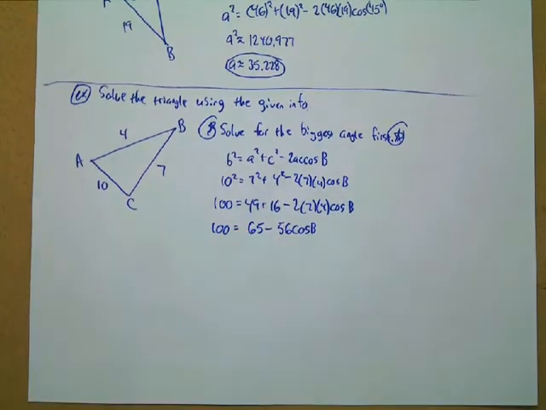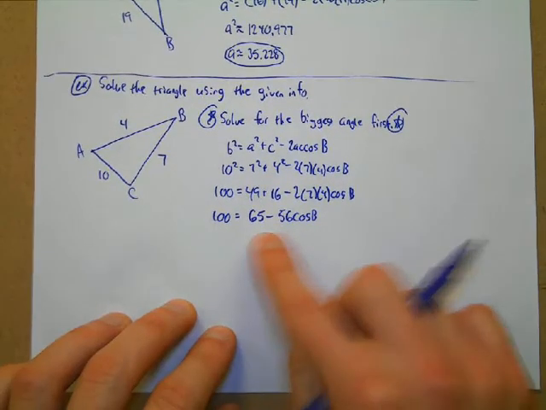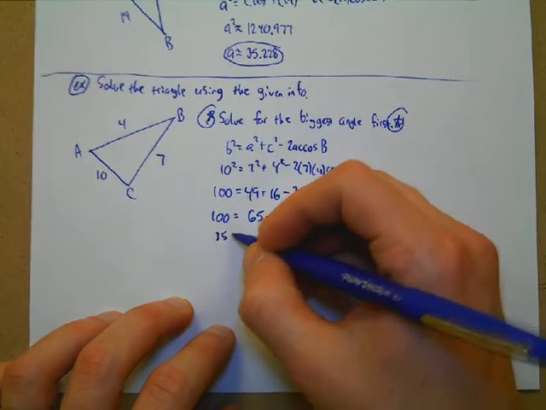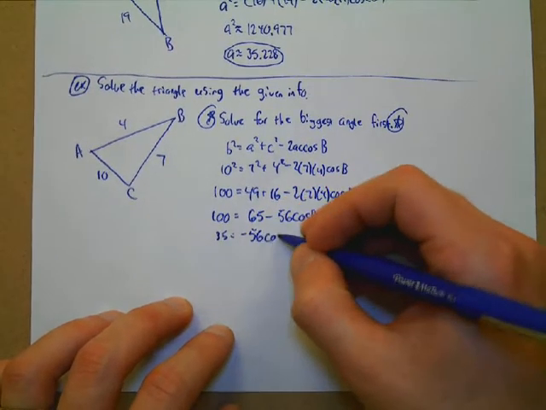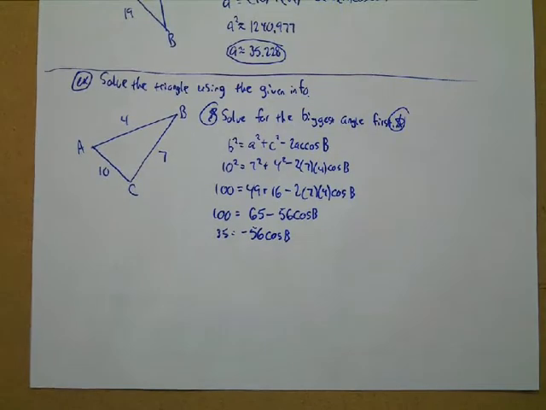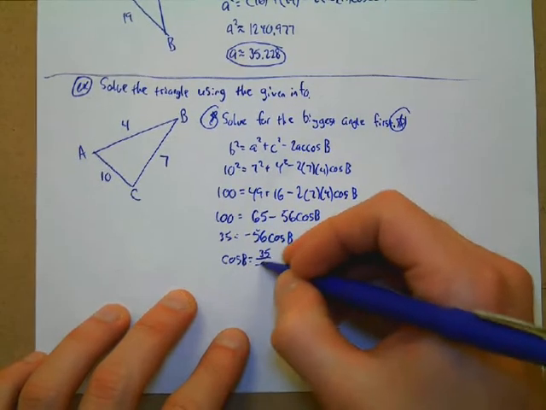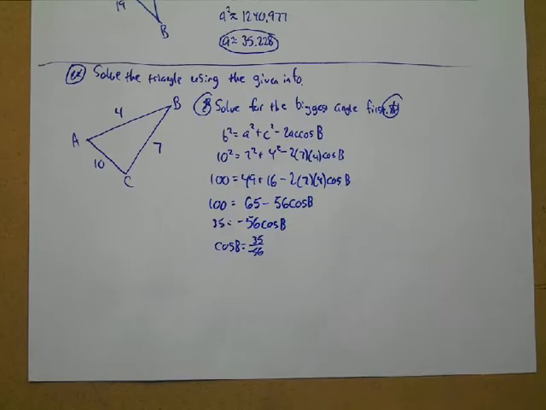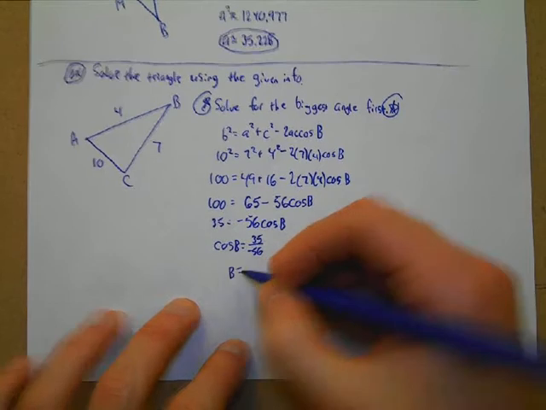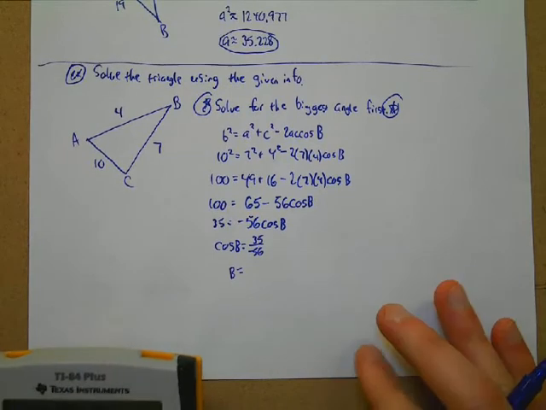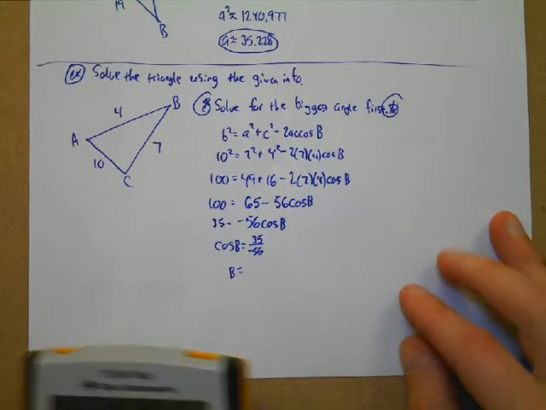Subtract the 65 from both sides, and we end up with 35 equals negative 56 cosine B, and then divide both sides by negative 56. So you get cosine B equals 35 over negative 56. You can obviously skip more steps. I'm writing it out explicitly because this is our first time doing it. You can skip steps, but be careful, please, because when you make this mistake, it throws off your entire triangle. So anyway, we do cosine inverse of both sides. We get about 128.682.